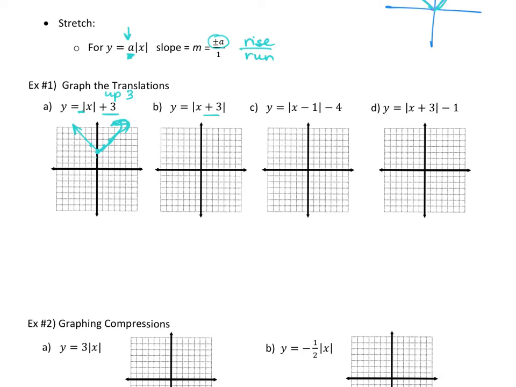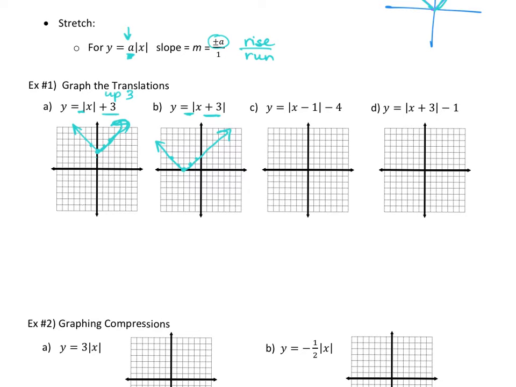Okay, next one, x plus 3. Remember, when it's inside like this, we go opposite of what we would expect. So normally it feels like we should go 1, 2, 3 to the right. We don't. We want to go 3 to the left on this problem. So 1, 2, 3. And again, there's nothing out in front right now. So we're just going up 1 over 1, up 1 over 1, and this is your graph.